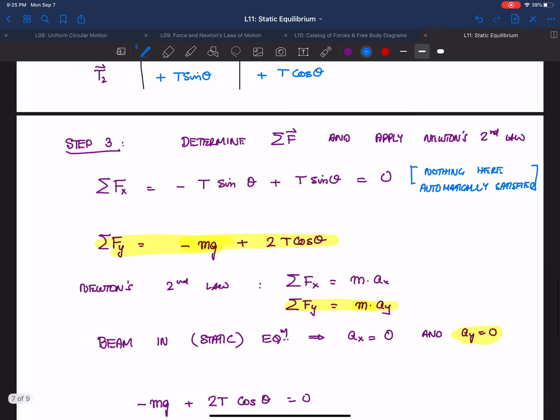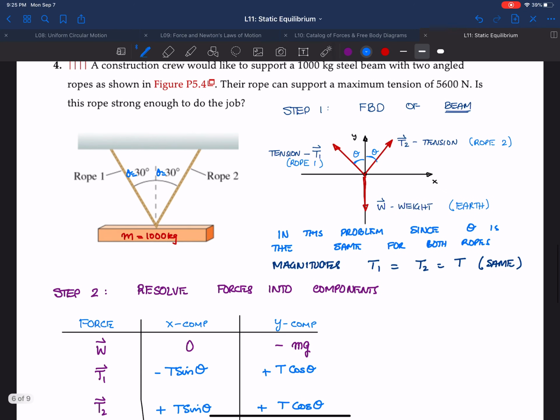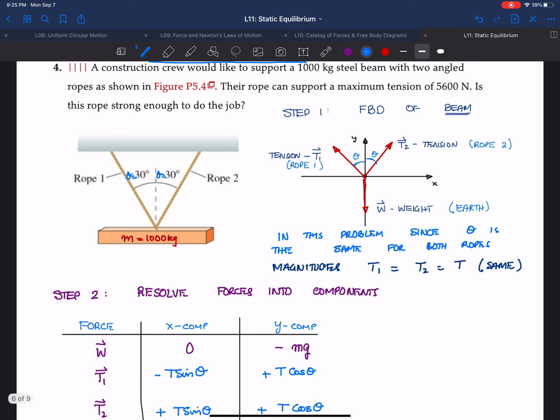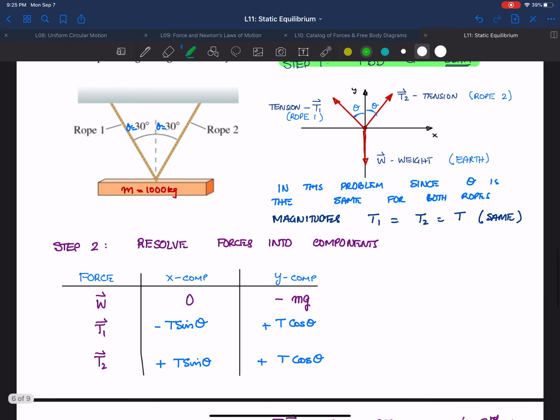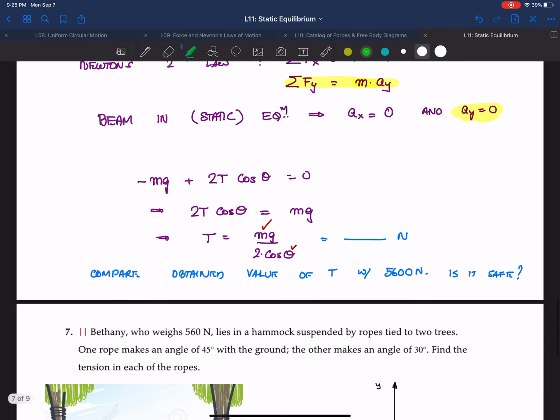So here is a static equilibrium problem, and again, I want you to focus on the strategy. Don't try to memorize this particular solution, but focus on how we approach this problem. Look at the steps that we followed. The first step is the free body diagram. Step 2, resolve the forces into components. And finally, step 3 is when you apply Newton's second law and work out the details of the problem, what you're supposed to figure out.